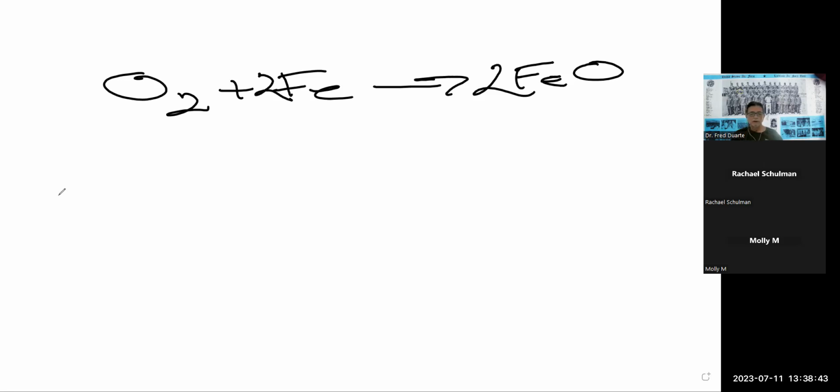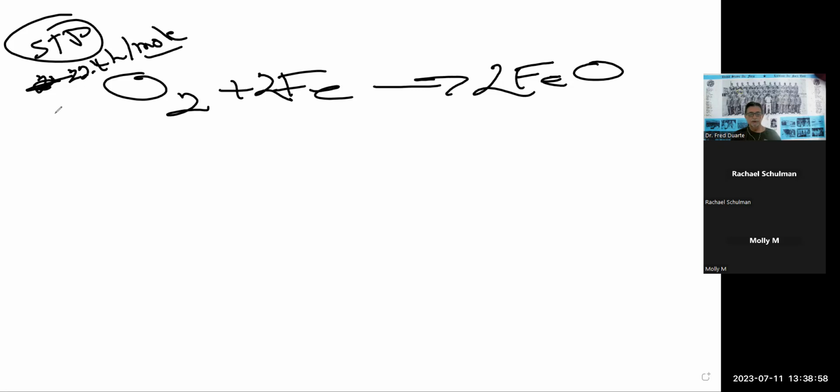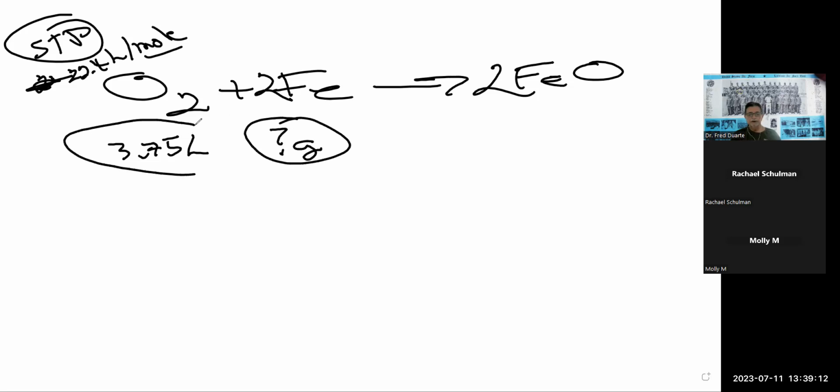Okay, so the question here was we are at STP. And being at STP means that we can use a 22.4 liter per mole relationship. So we keep that to the side. Now, if we start off with 3.75 liters of O2, the question is, how many grams of iron do we need? Is that correct?